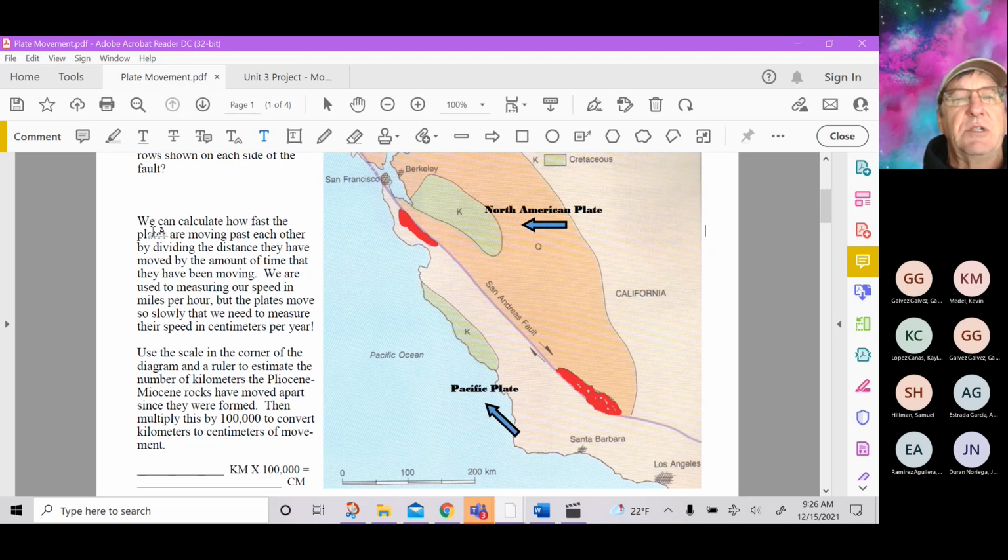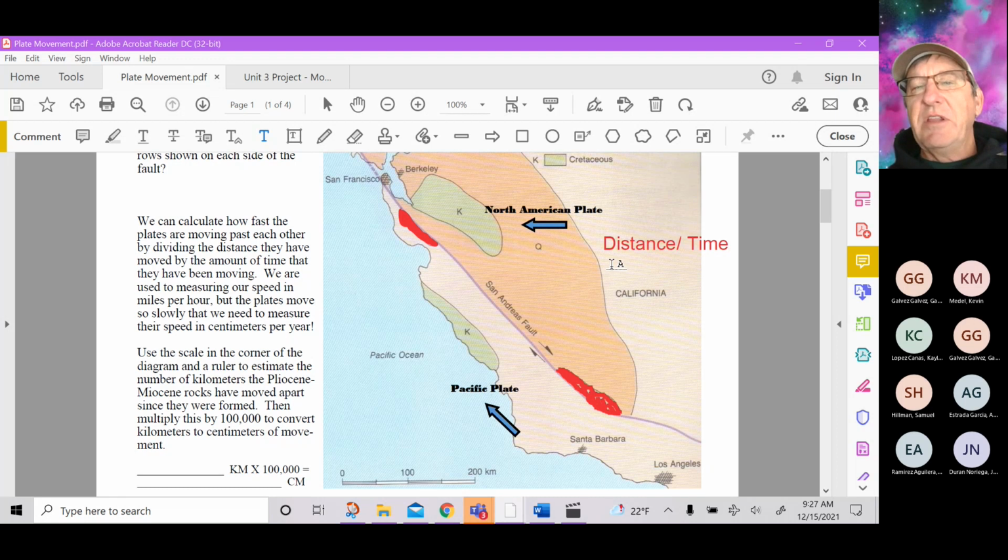All right, next, we can calculate how fast the plates are moving past each other by dividing the distance they've moved by the amount of time that they've been moving. Let's look at that for a second. You don't have to write this down. I just want to point out what we're going to do: we're going to take distance over time. This is always going to be the speed of something.